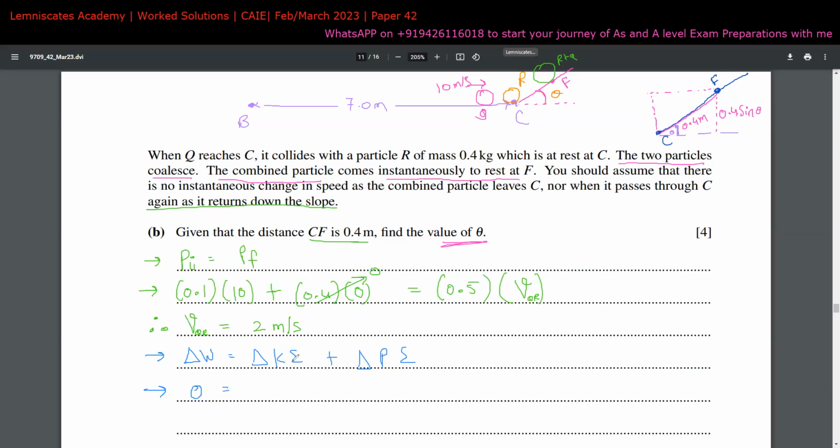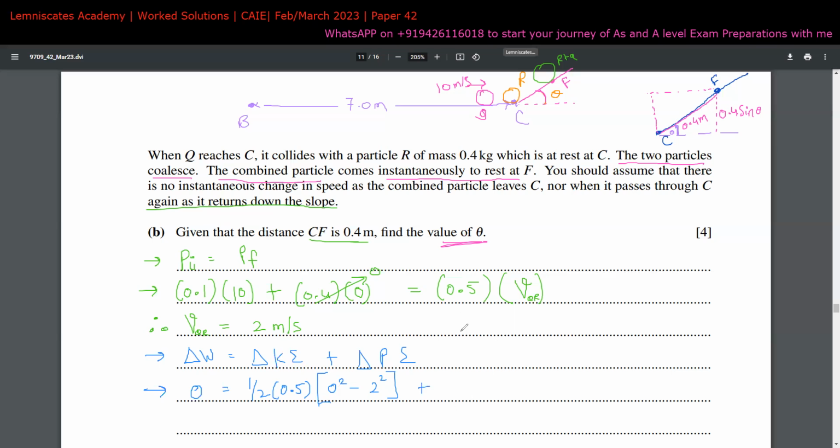Then delta KE, the change in kinetic energy. So half, the combined mass is 0.5. Then final square minus initial square. So final square is 0. The initial speed was 2, which is what we figured out, 2 meters per second. So this is the change in kinetic energy.